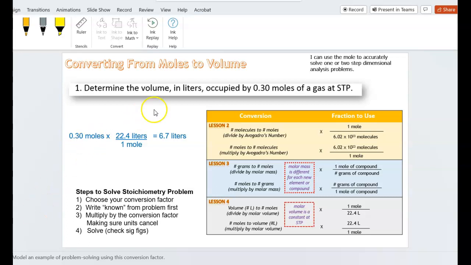So it says determine the volume in liters occupied by 0.3 moles of a gas. Notice it just says of a gas because it doesn't matter what it is. As long as it's a gas at STP, the numbers are the same. So how many liters occupy 0.3 moles of a gas at STP? I start with what's given. This time my conversion factor is 1 mole is equal to 22.4 liters. Again, I want to plug it in a way so units cancel. Grab your calculator, solve.